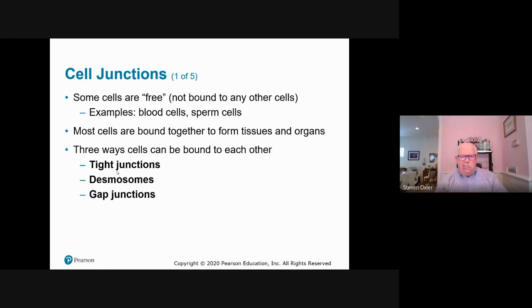Cell junctions. There are three of them. There are three ways that cells can be bound to each other. They can be bound to each other by tight junctions, desmosomes, or gap junctions. The majority of cells are bound to each other. The ones that are not bound to each other are free, and those free floating cells are blood cells and sperm cells. The other cells are bound together to form organs and tissues.